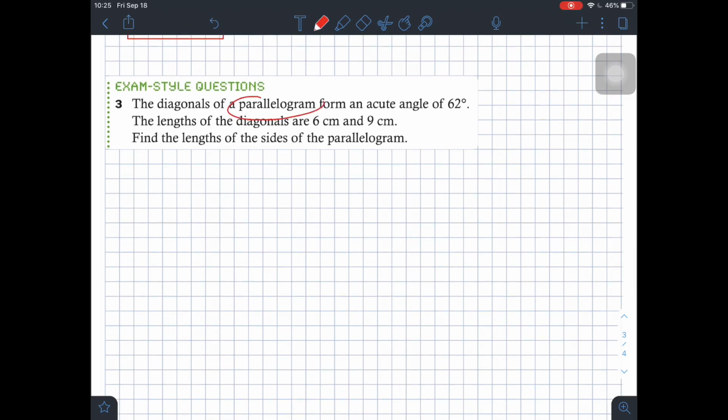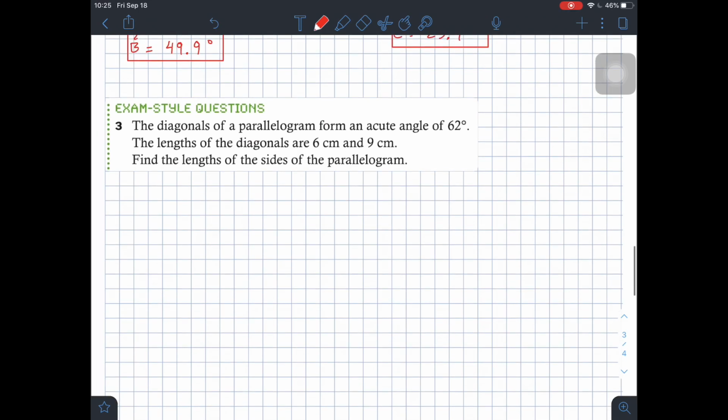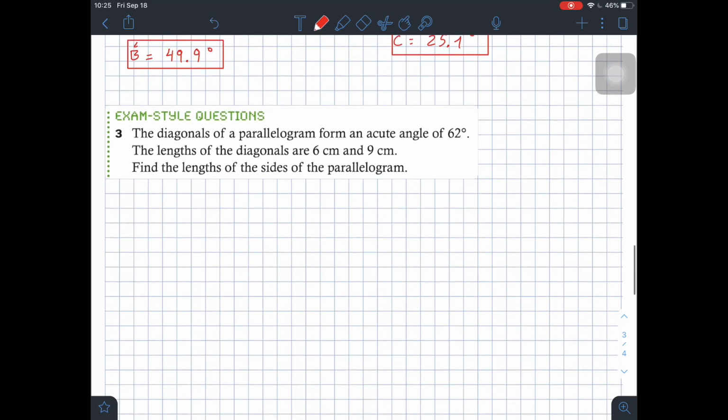So first thing, what is a parallelogram? A parallelogram is a quadrilateral which has its sides parallel to each other, right? For example, this is a parallelogram. Let me see if I can draw this clearly. Here.